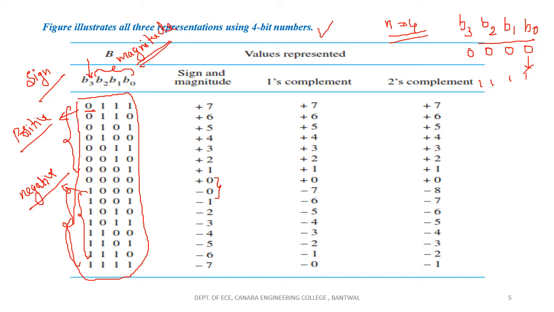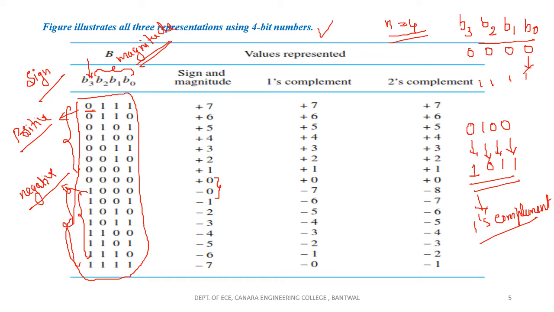Ones complement means, for example, if you have a number 0, 1, 0, 0, if I take the ones complement of this, I need to just complement this. 0 becomes 1, 1 becomes 0, 0 becomes 1, 0 becomes 1. This is what we call ones complement. Ones complement is nothing but the inverse of the numbers. If it is 0, it has to be written as 1. If it is 1, then it has to be written as 0. This is what we call ones complement.